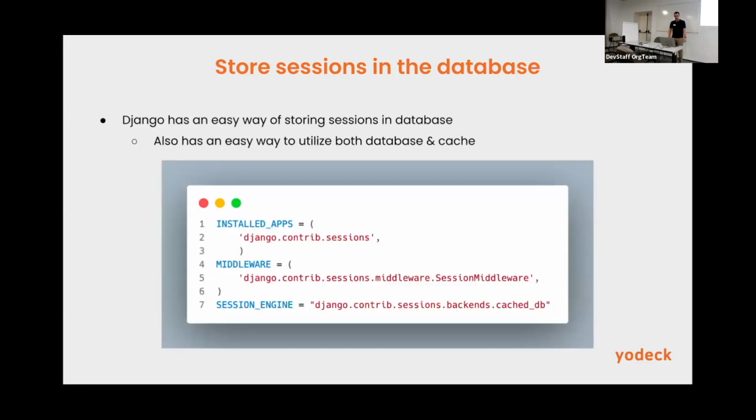So Django has an easy way of storing all these sessions in the database, and also an easy way to utilize the cache and the database, using the cache as a write-through DB. So when it creates a session, it stores it in the database and also stores it in the cache that you specified for faster retrievals. And this is how you can configure this in your Django application.